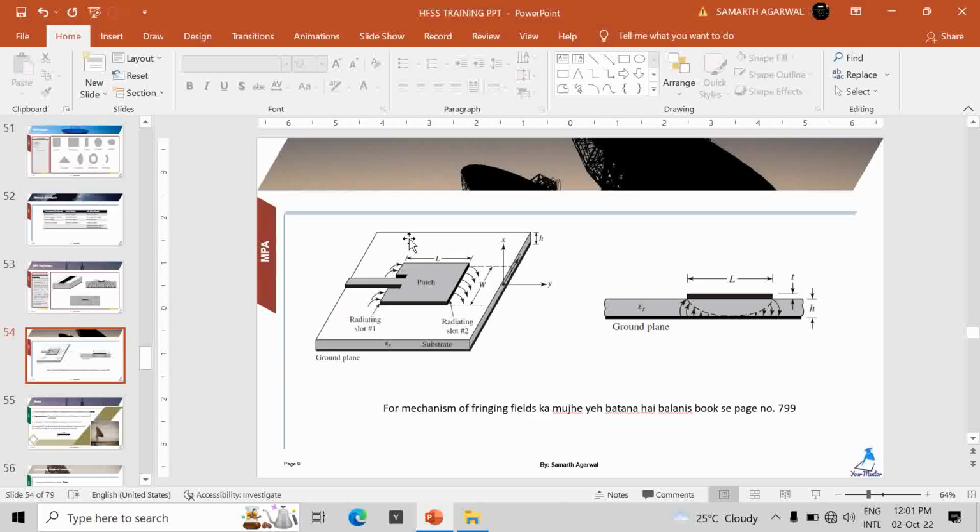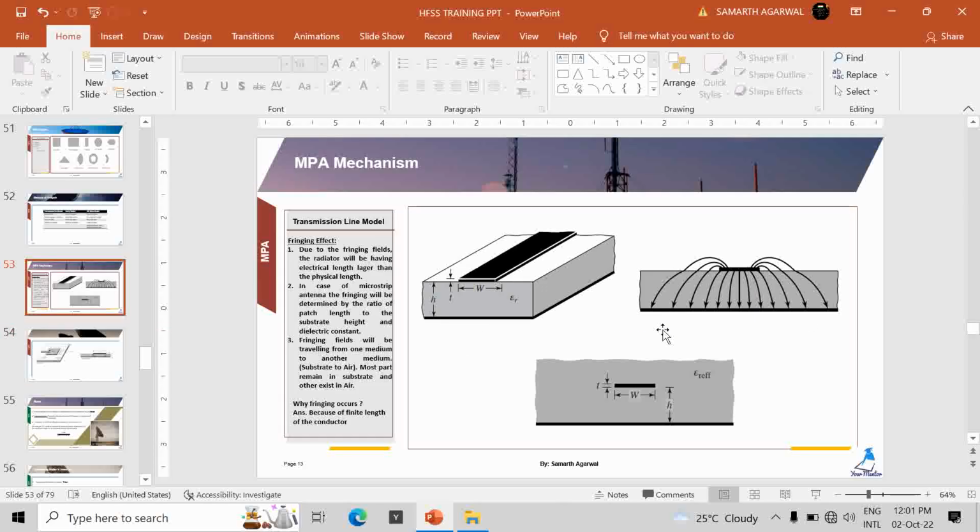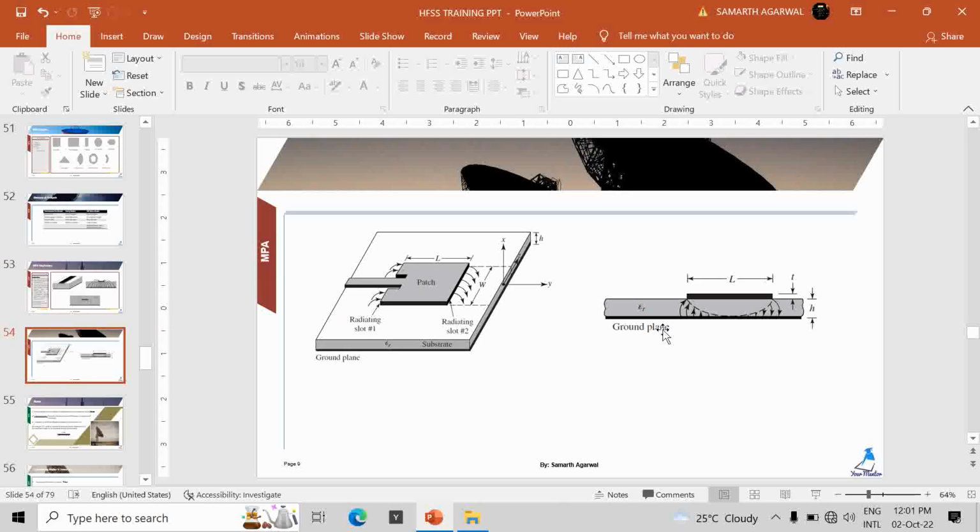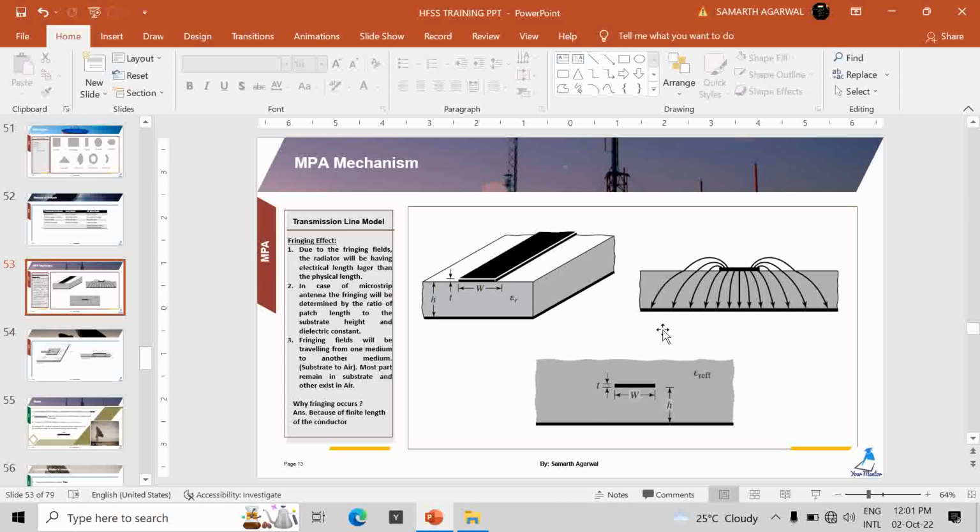This is nothing but the width of the patch. This is the length. Radiating slot 1, radiating slot 2, open ended, and the field will be confined to the ground plane. You can study more in Balanis's book, page number 799. You can study that and realize it in a much better way.